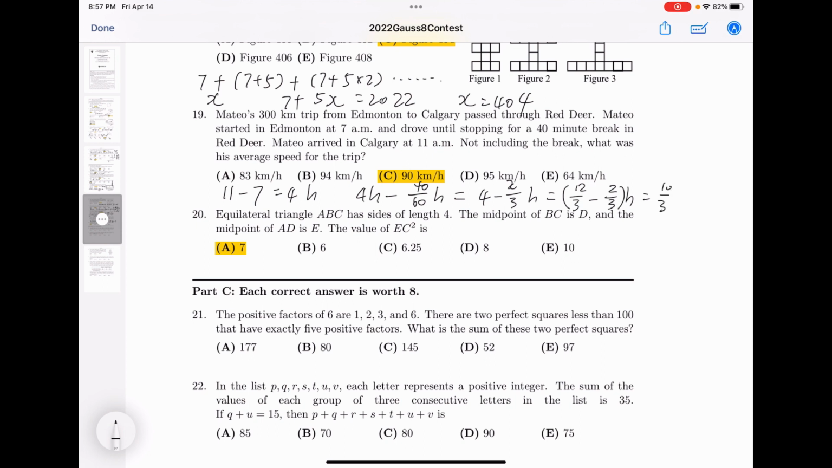And if we divide 300 km by 10 over 3, we'll get 90 kilometers per hour, which is C.